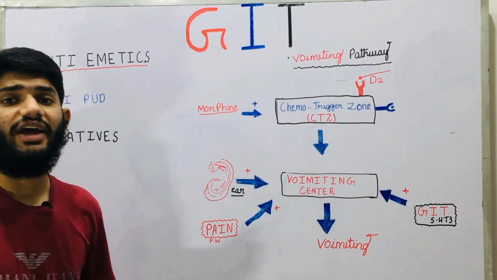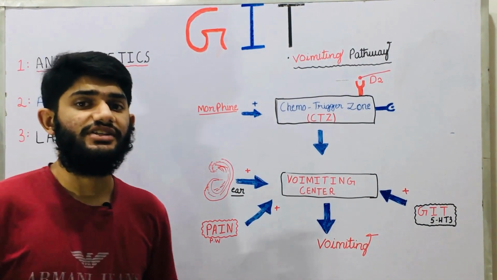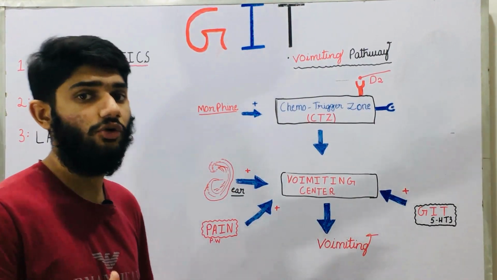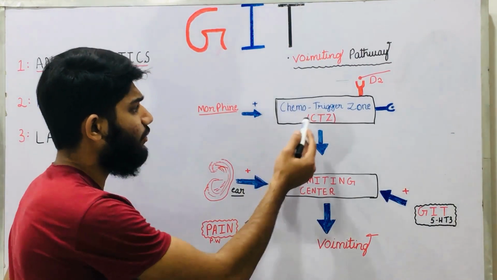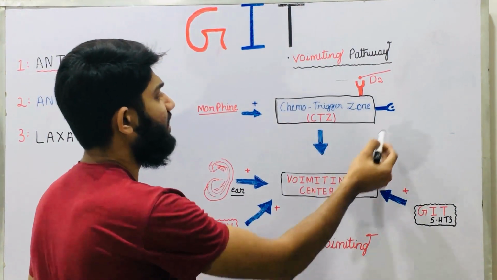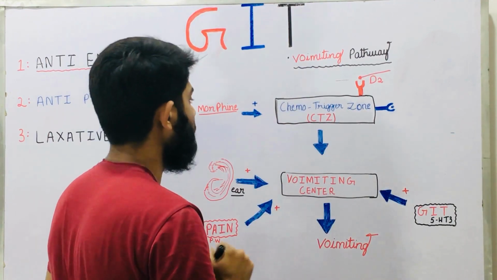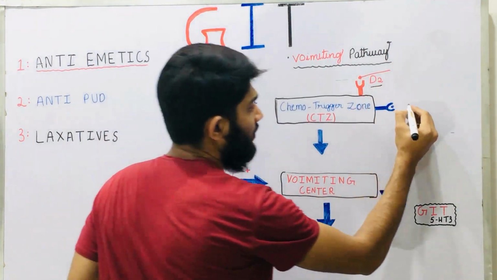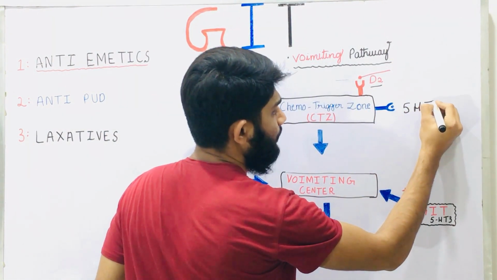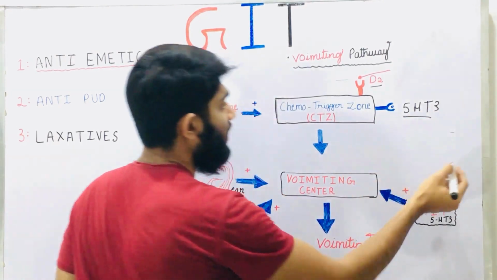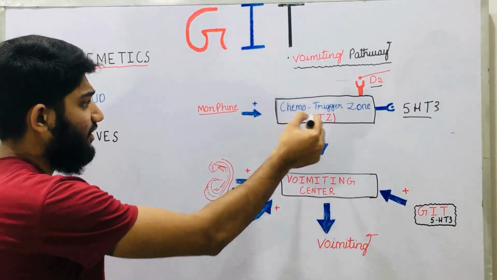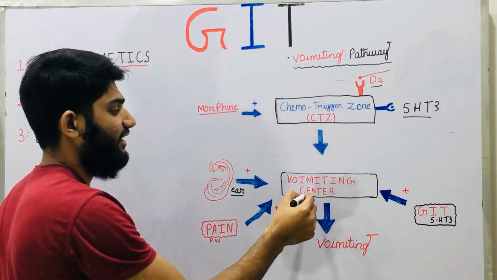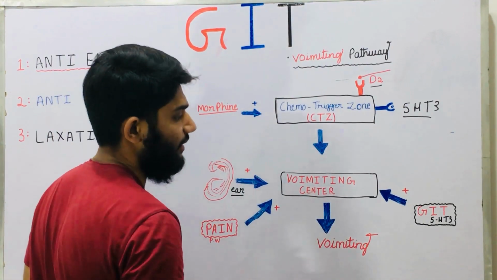Before discussing the antiemetic drugs, we must have a clear concept about the vomiting pathway or the vomiting center in the brain, how the vomiting occurs. This is the chemotrigger zone or CTZ, present in the medulla oblongata of the brain. This chemotrigger zone has two receptors. Number one is the D2 receptor and number two is the 5-hydroxytryptamine receptor. By activating these receptors, this chemotrigger zone will activate. And this chemotrigger zone activates the vomiting center in the brainstem, which leads to the vomiting.